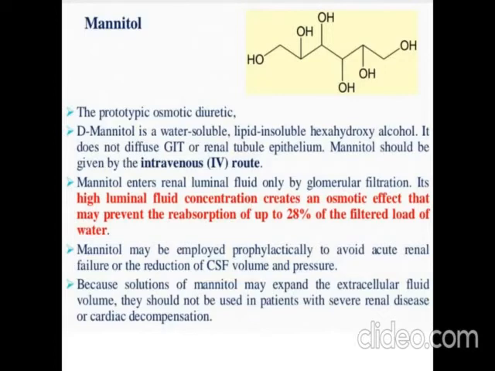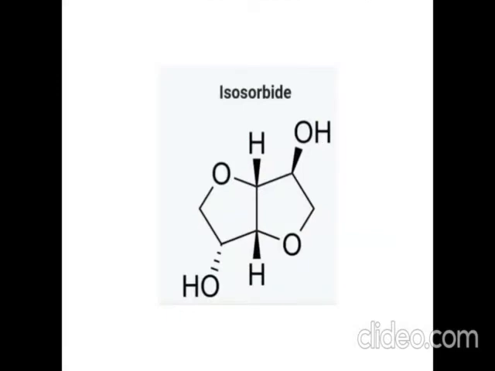So mannitol is one of the examples. This is the structure. It is a prototype for osmotic diuretics. It is D-mannitol. Another example, isosorbide. This is another example which comes under the osmotic diuretics.